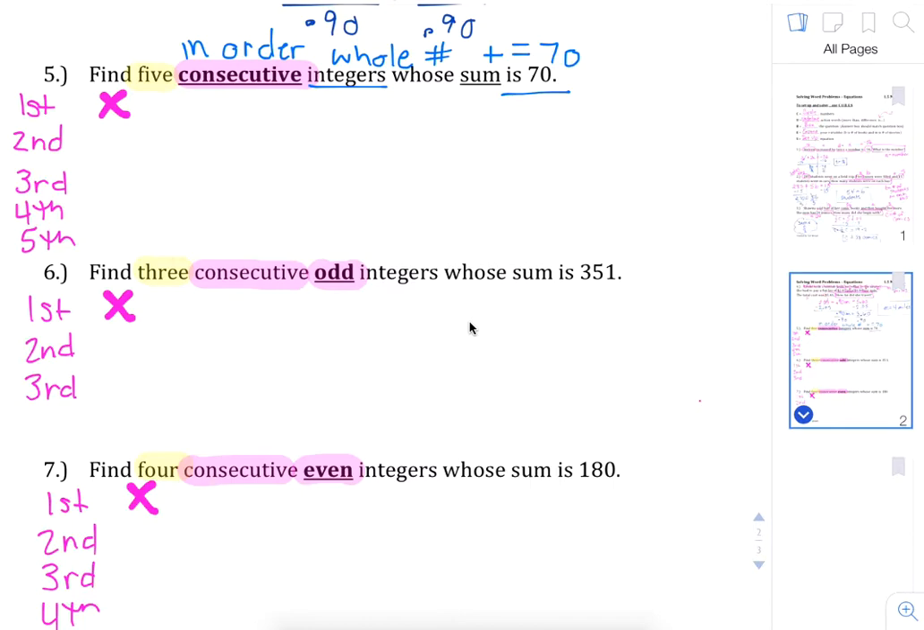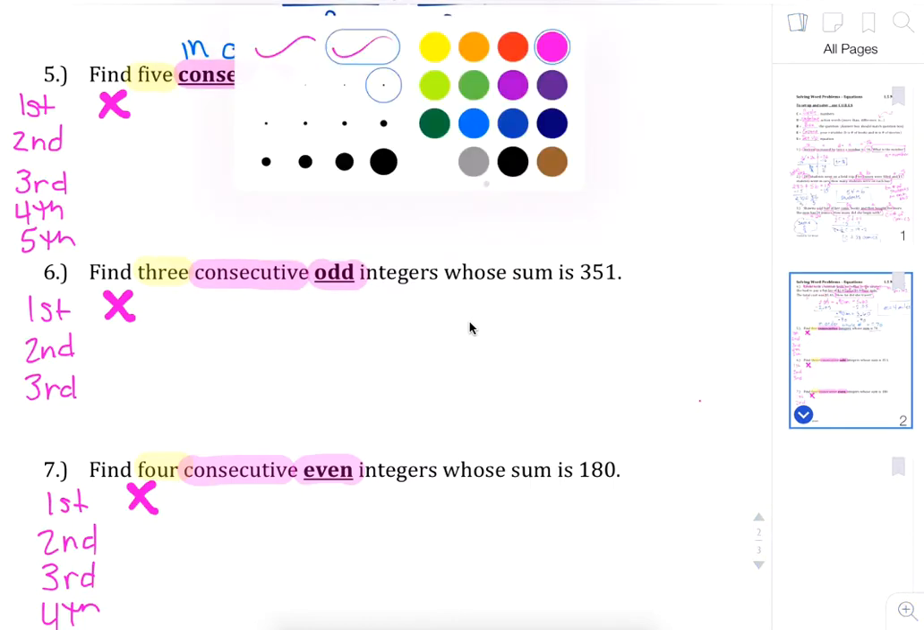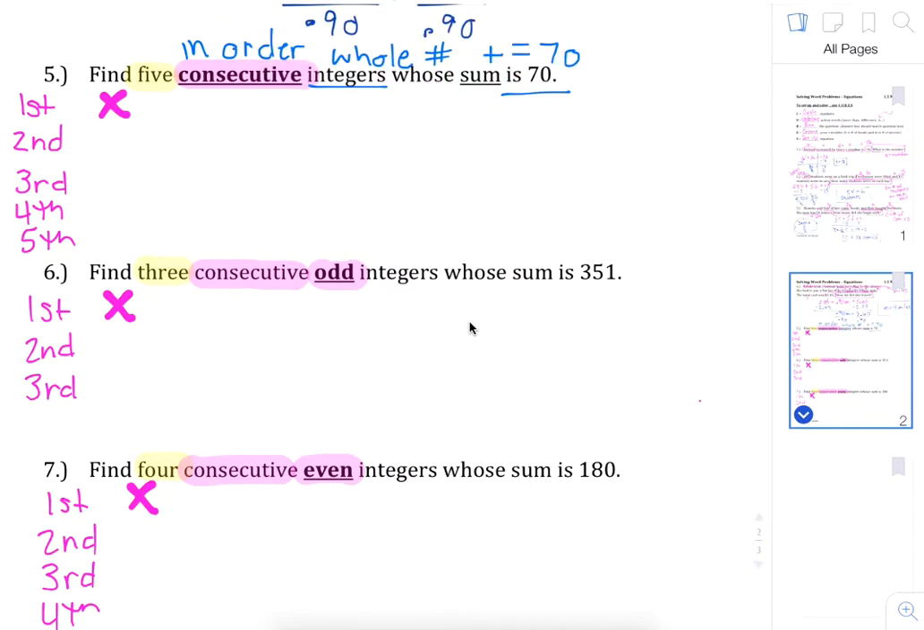So if I'm starting with x and my first number is x, my next one is x plus 1. My next one is x plus 2. Might be 5, might be 25, we don't know. But I'm going to increase the pattern. So my fourth would be x plus 3. And finally, my fifth would be x plus 4. I'm counting integers in order. They're consecutive, and they have to be whole numbers.